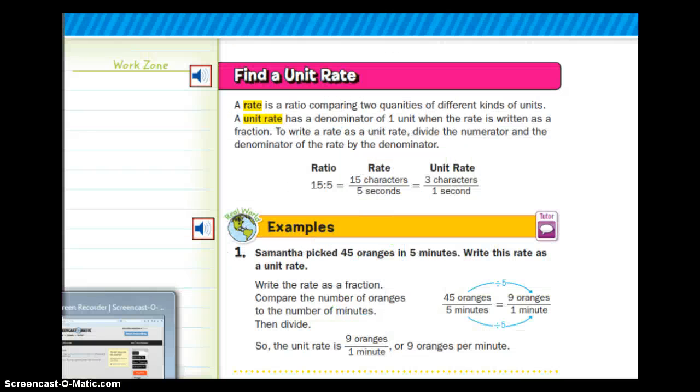Turn the page. So just to recap, a rate is a ratio comparing two quantities that are different. And a unit rate has a denominator of 1. So back to our previous problem, we had 15 characters in 5 seconds, and then the unit rate is 3 characters in 1 second.